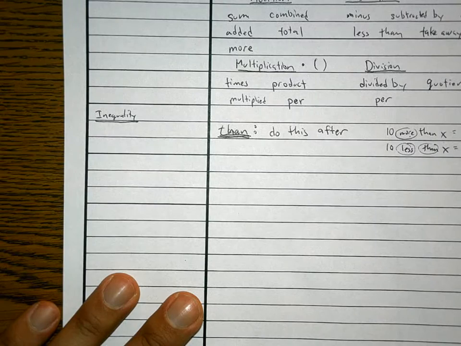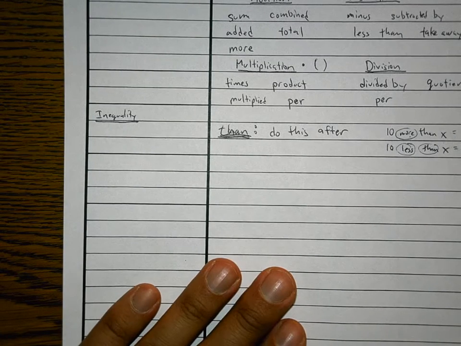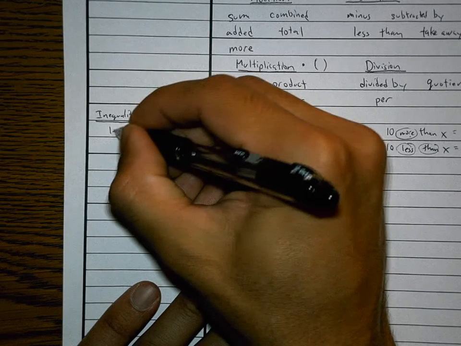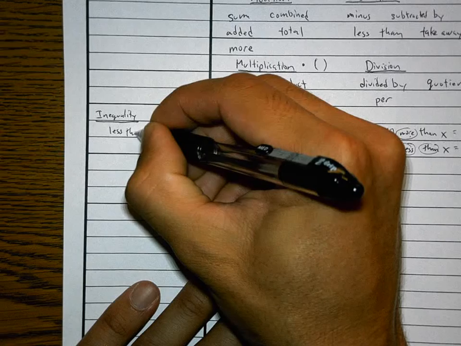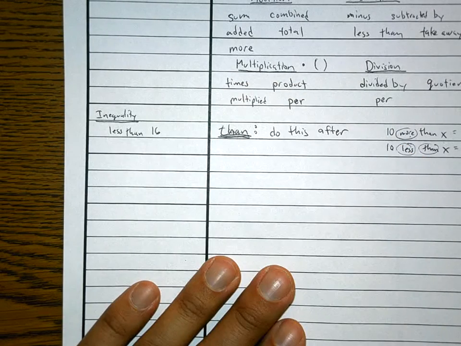Inequalities are like when I say, if you are less than or equal to 16 years old, raise your hand. Less than or equal to 16 years old, raise your hand. Go ahead if you are. Almost all of you. Okay? Thank you. Inequalities, if I say less than 16, let's just go with that.